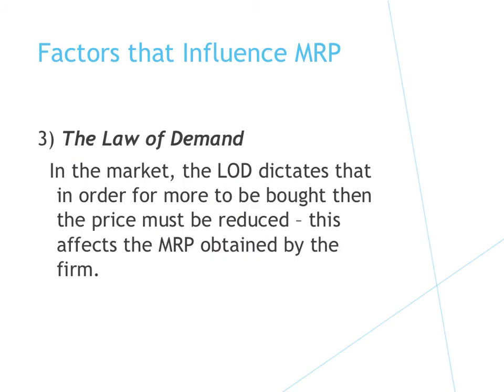Finally, the law of demand influences marginal revenue productivity. So in the market, the law of demand dictates that in order for more to be bought, the price must be reduced. And this affects the MRP obtained by the firm. Now we know that's not the case for every good. When we're looking at house prices, we know housing is a speculative good. So people may buy more of it now because they think that the price will increase in the future. But in general, if we look at the law of demand, which applies to a lot of goods, then we know that in order for people to buy more, the price must be reduced.